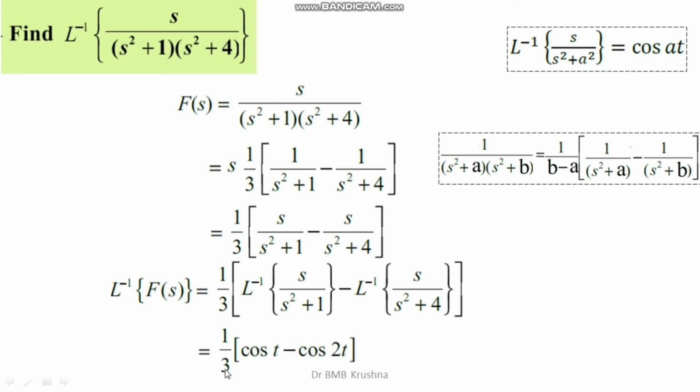1 by 3 L inverse of s by s square plus 1 square. Instead of a, we have 1 here, that is why it became cosine 1t, that is cosine t, minus L inverse of s by s square plus, you can write 4 in terms of 2 square, that is here a is 2, so we get cosine 2t. Hence, which is the required inverse Laplace transform to this function by an application of direct method.